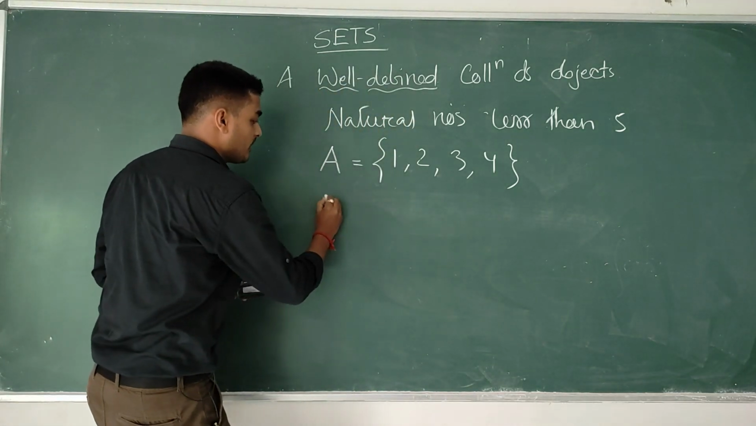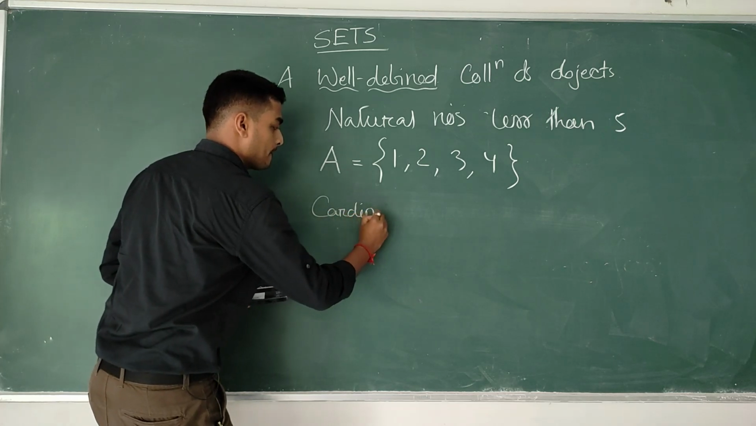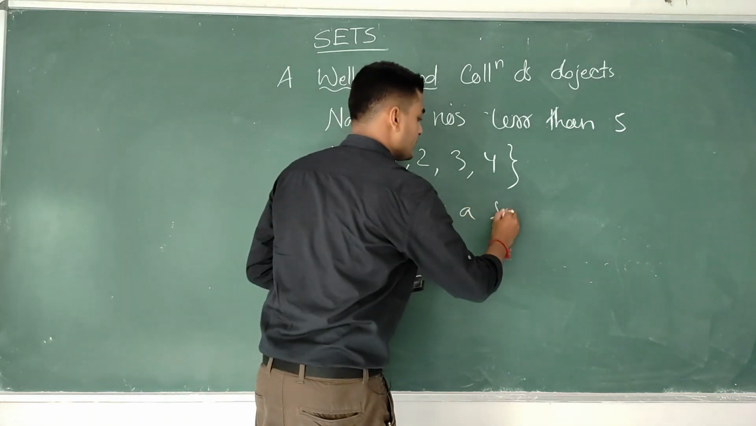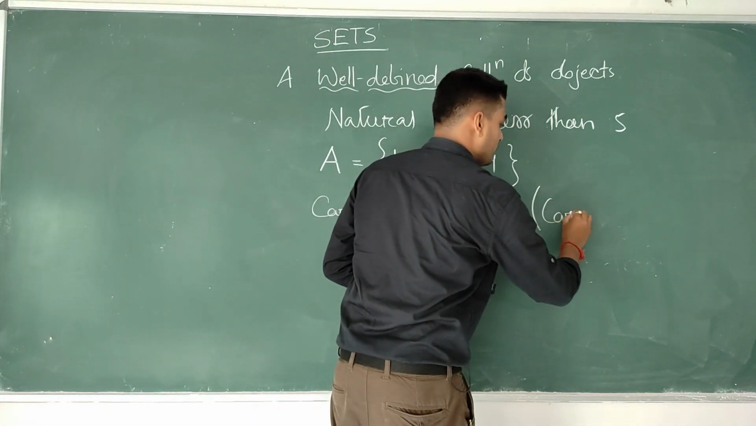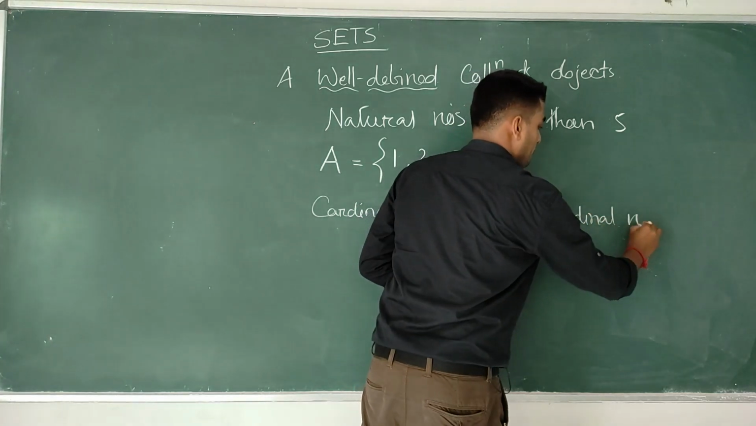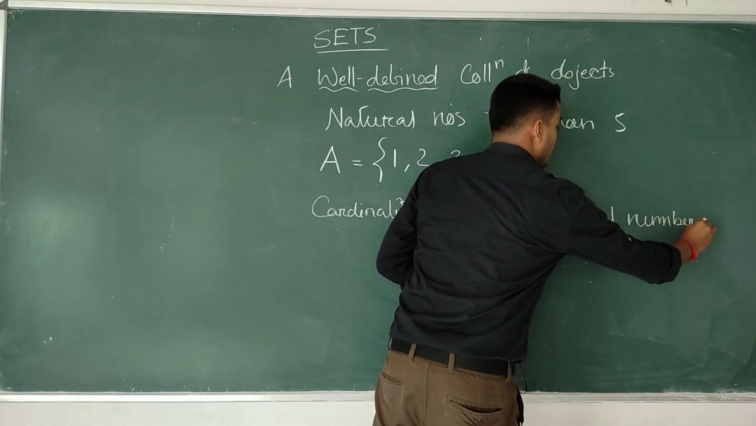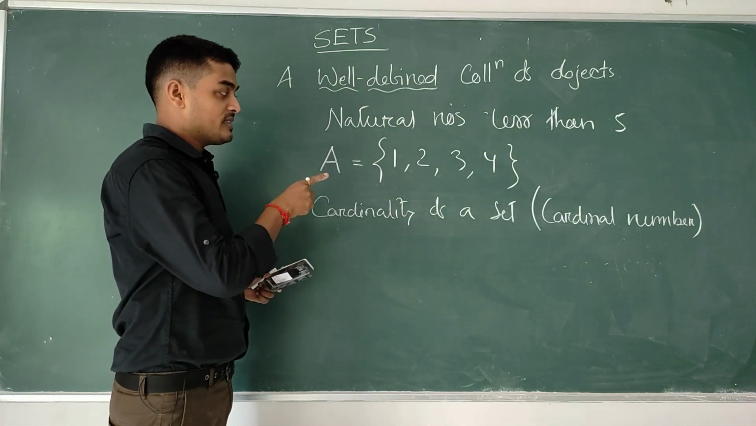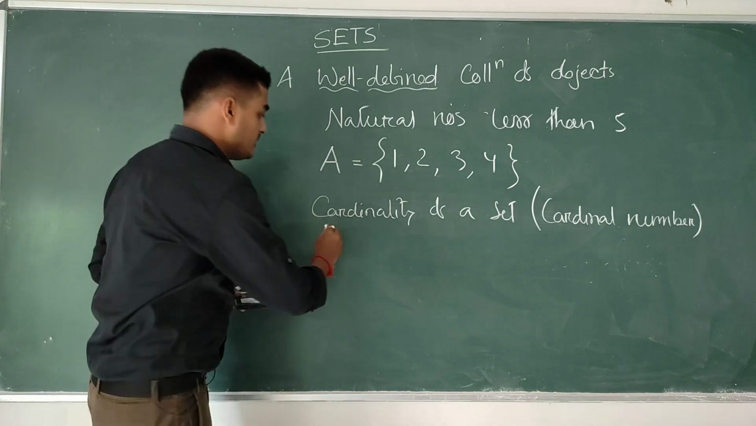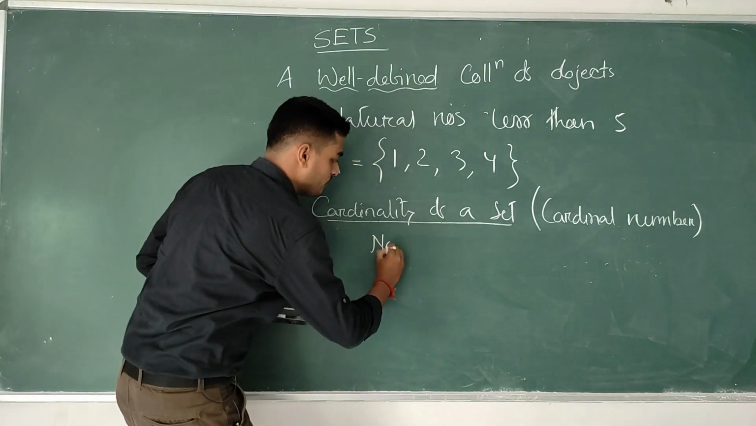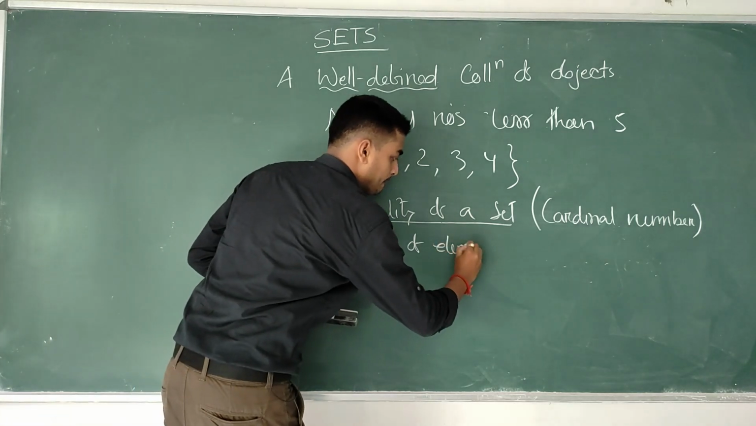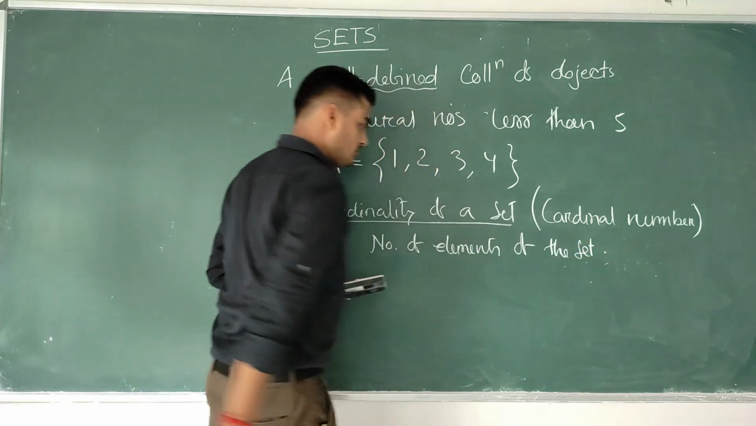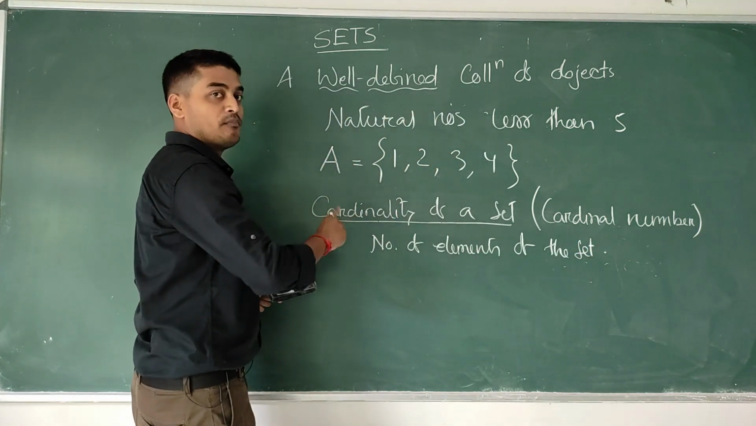Okay, another one is cardinality. Cardinality of a set, or you can say cardinal number. So what do you mean by cardinality of a set or cardinal number? This is nothing but the number of elements of the set. Cardinality of a set means the number of elements in the set.